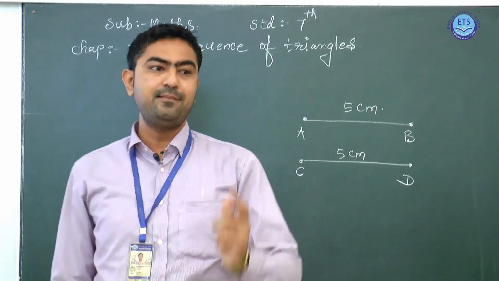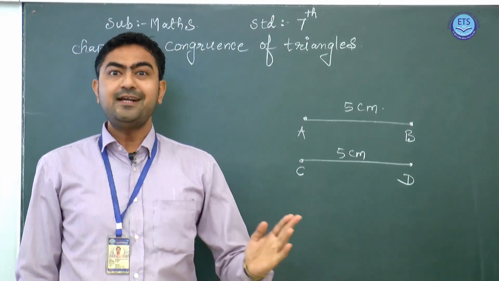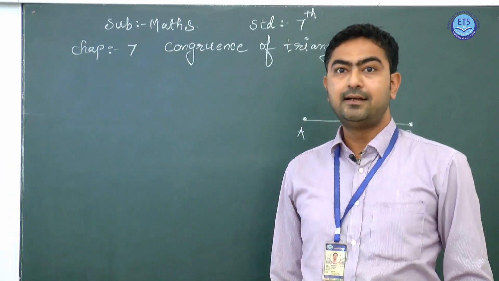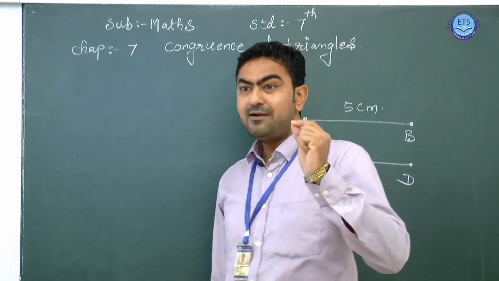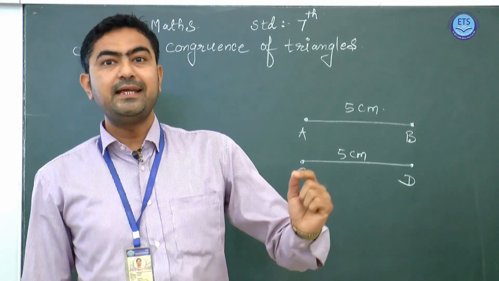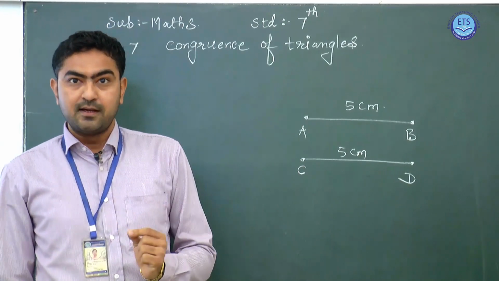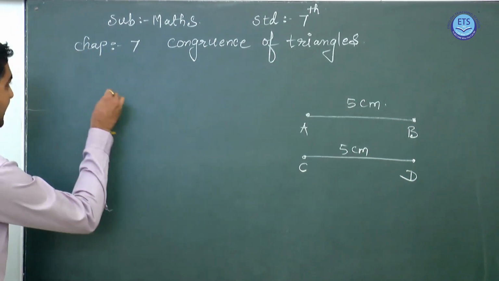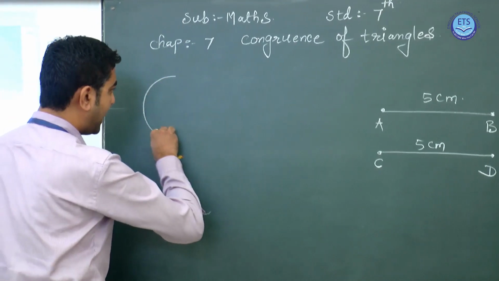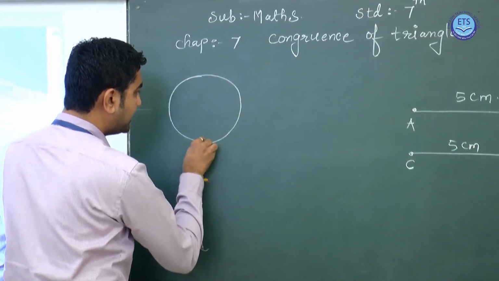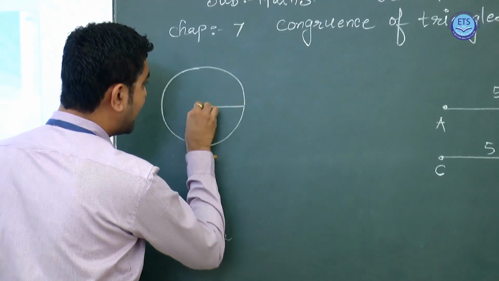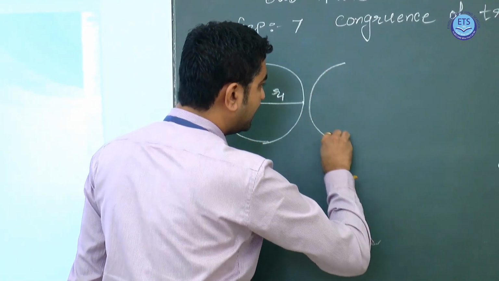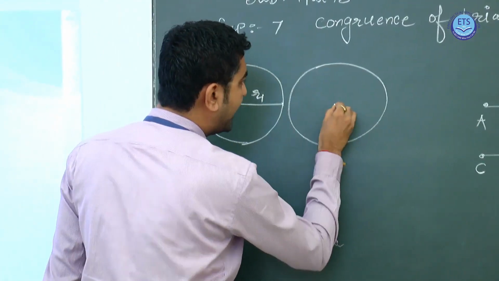Now in general mathematics we take different elementary shapes like square, rectangle, circles. What is the meaning of congruence in different elementary shapes? First of all, we are taking two circles. Now see here the figure of two circles. In the first circle, the radius is R1, and in the second circle, the radius is R2.